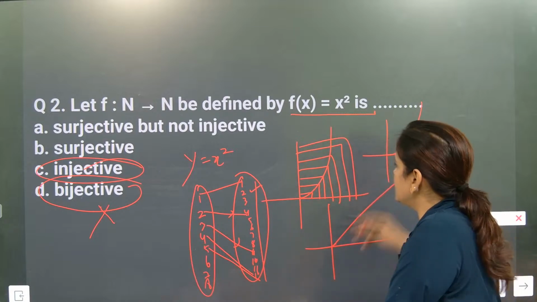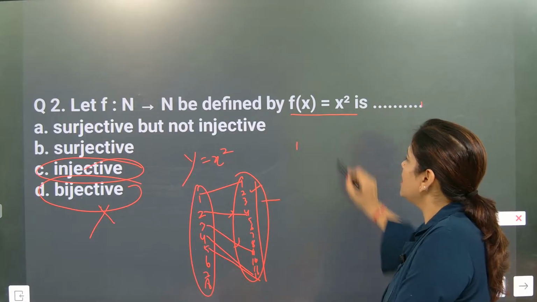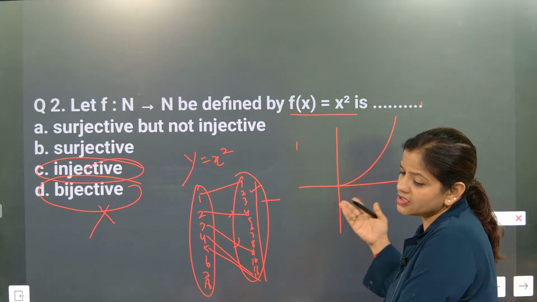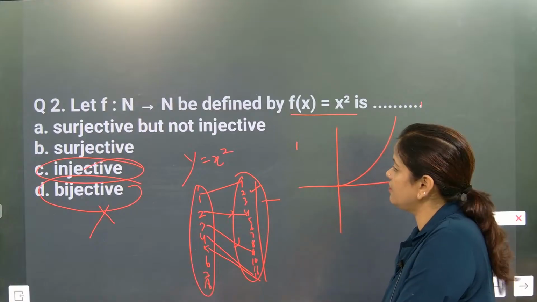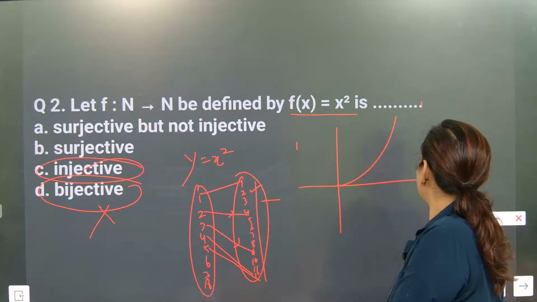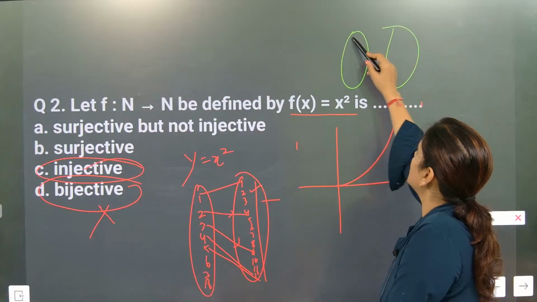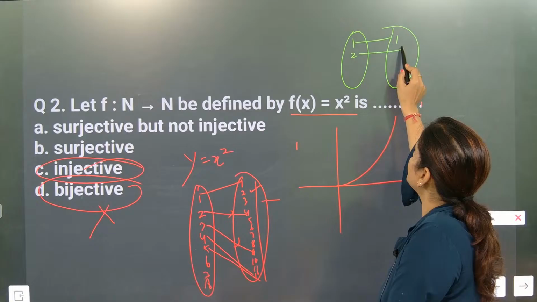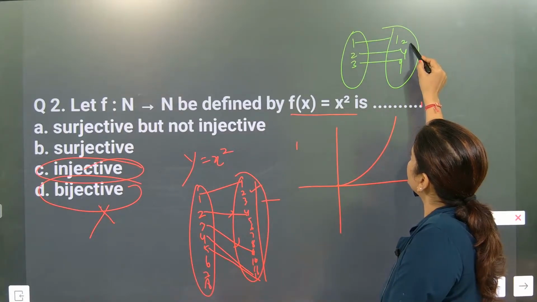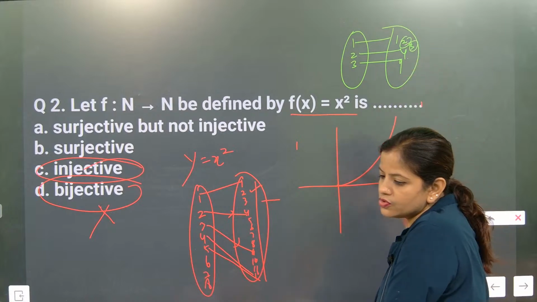Whenever you see this, you will definitely say that it is going to be bijective, because it is a set of natural numbers, but it is not bijective. Here itself the things are very clear. 1 will map with 1, but 2 will map with 4, 3 will map with 9. So what about this 2? What about this 3? These 2 and 3 are not mapped.